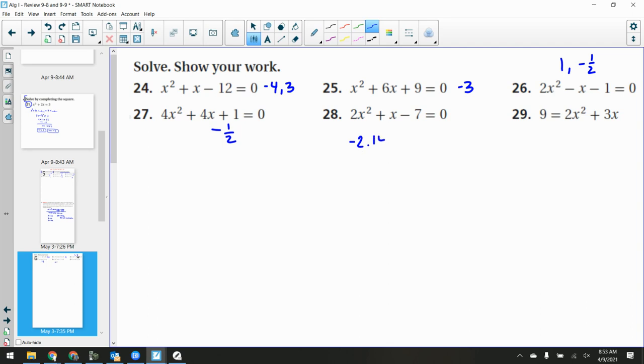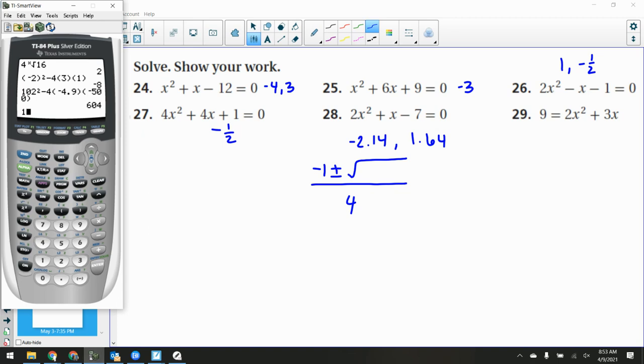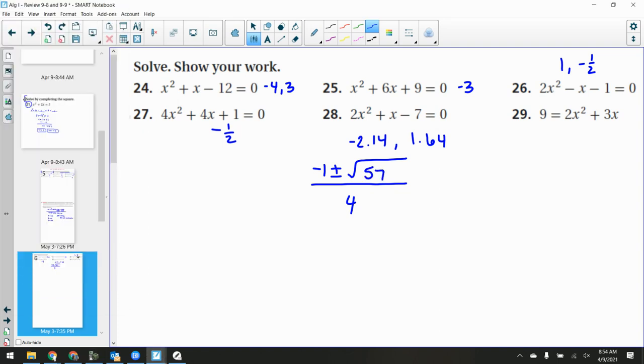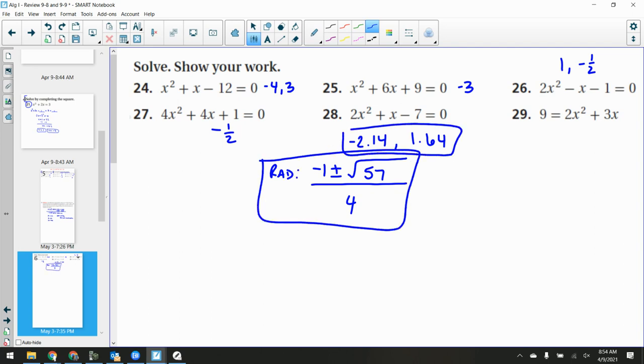And then number 28, -2.14, and then +1.64. As a radical answer, it would be -1 plus or minus the square root of something over 4. Let me check to see what that something is. B squared, 1 squared minus 4 times 2 times -7. 57. That's the radical answer. And then number 29, the answer is -3 and 1.5. Those are my 2 answers.